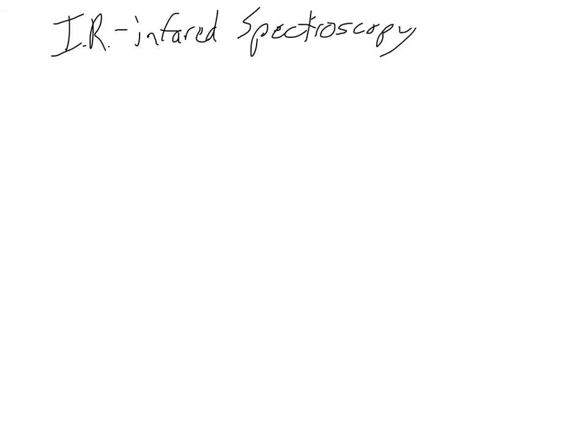All right, so the next type of spectroscopy we talked about was IR, or infrared spectroscopy. What happens in IR spectroscopy? No, that's UV. IR, what happens? You shake it up. Shake it up.